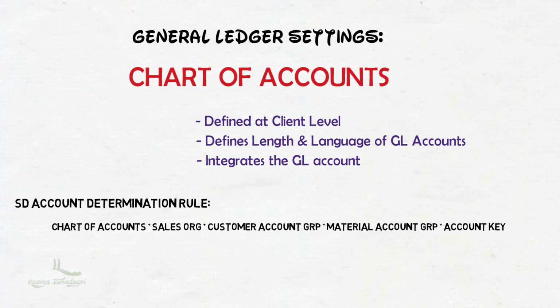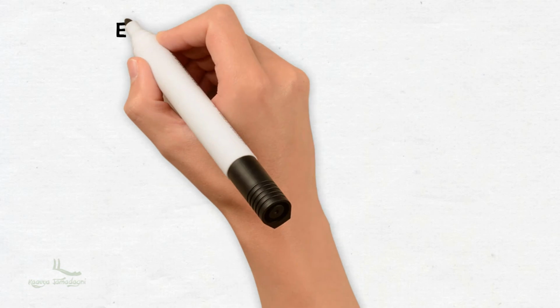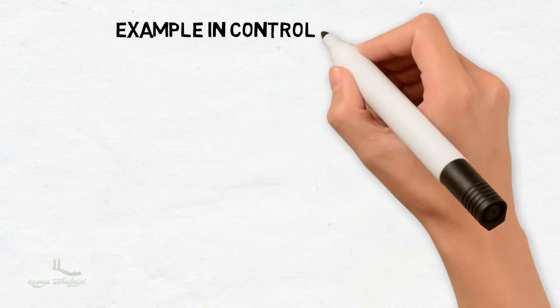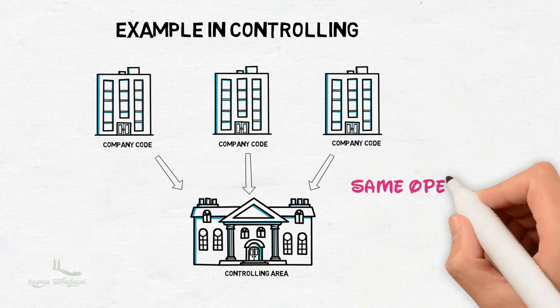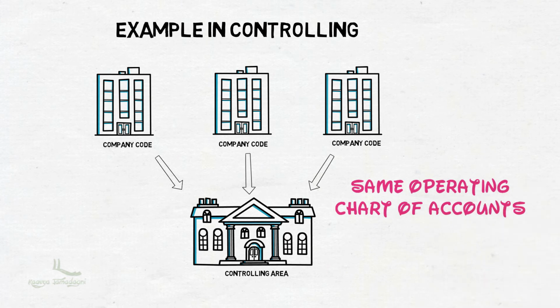Here, we are not linking the GL accounts directly. Hence, chart of accounts is considered as one of the most important configuration and needs to be designed with utmost care by considering all the factors. Let me give you another example from finance perspective. In controlling, if I want to have all the company codes under one controlling area, then I must have all the company codes to have the same operating chart of accounts.